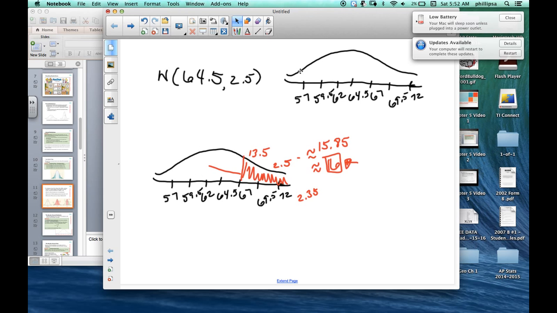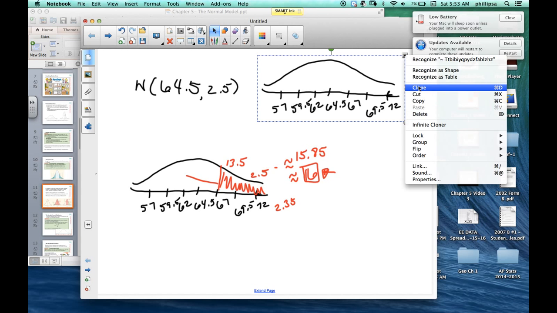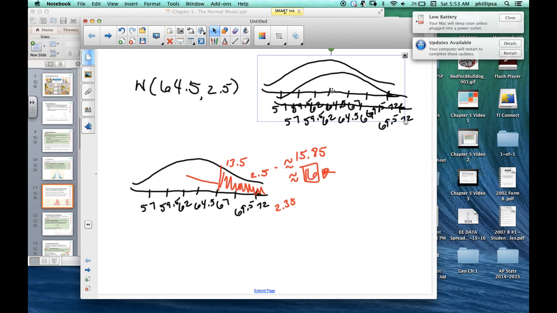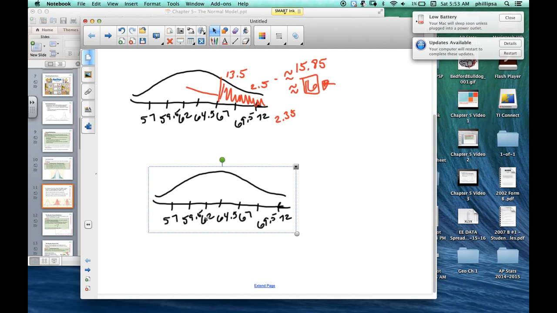So I'm going to clone this again. Let's look at that last question. So what percent of young women have heights between 62 and 72? So first thing we'll do is shade that area. Okay, so from 62 to 72, between here and here.